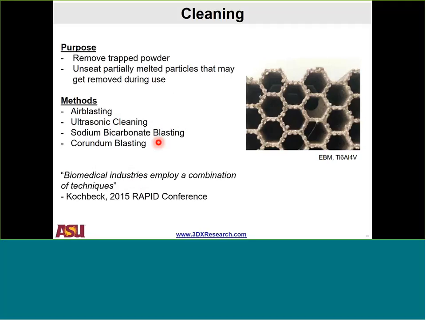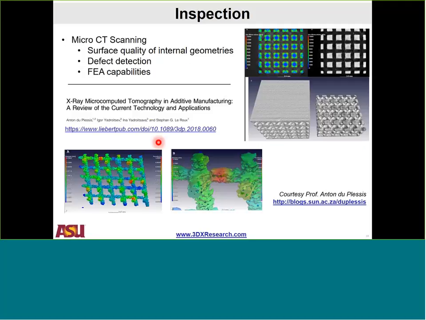So something to consider. Again, I'm not going to go into much more detail than that, but just wanted to bring that up as one of the considerations in the manufacturing process that is more critical for cellular materials than it is for bulk. The last one is inspection.